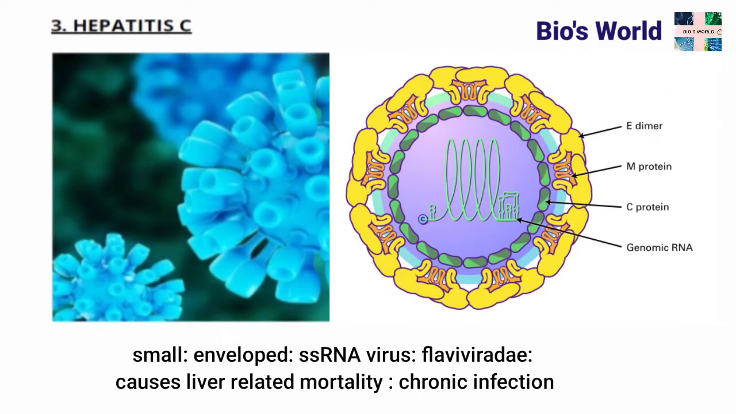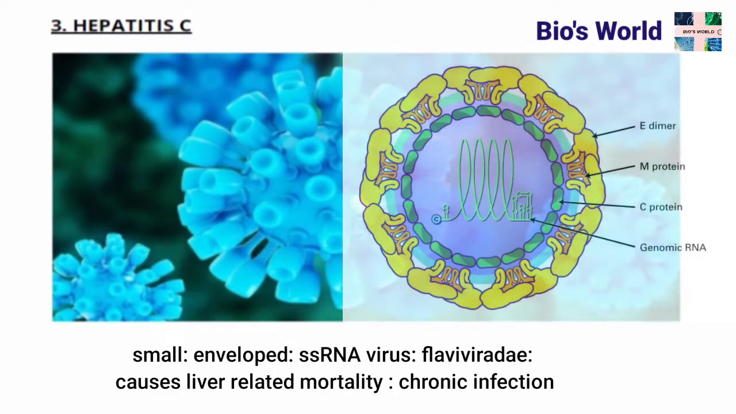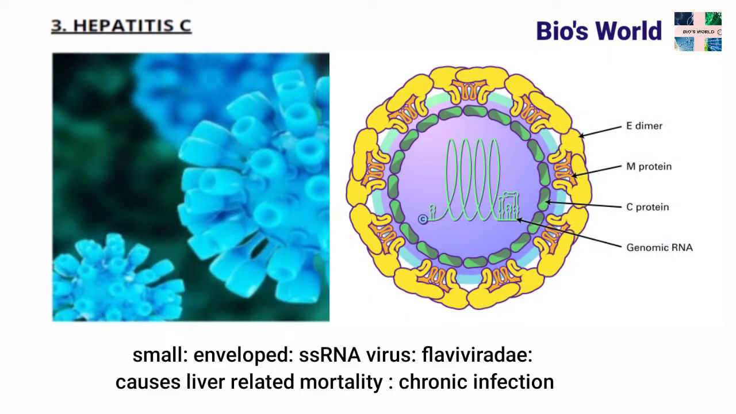Next is hepatitis C virus. It is a small enveloped icosahedral positive single-stranded RNA virus and belongs to the Flaviviridae family. This hepatitis C virus causes viral hepatitis and hepatocellular carcinoma in humans, which leads to liver-related mortality and a chronic infection which can lead to cirrhosis, liver failure and hepatocellular carcinoma. It can lead to liver transplant and death and is mainly transmitted through exposure to infected blood.